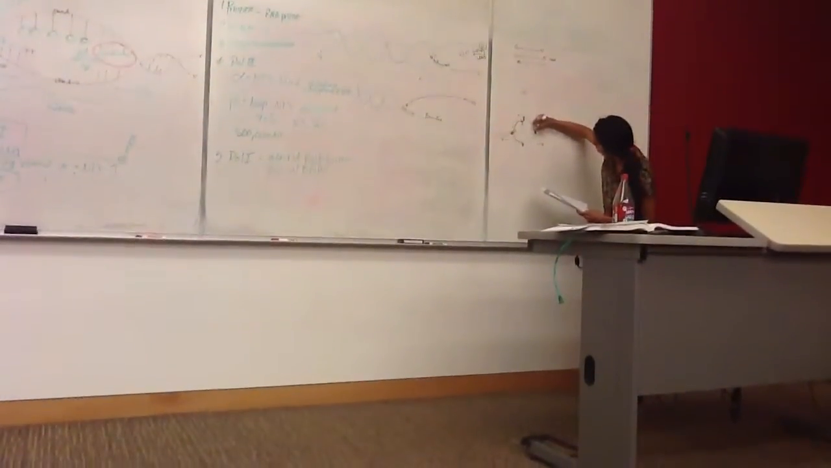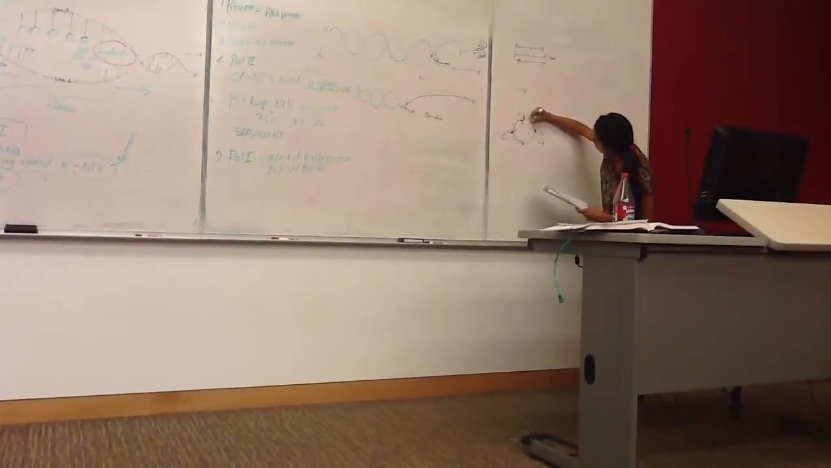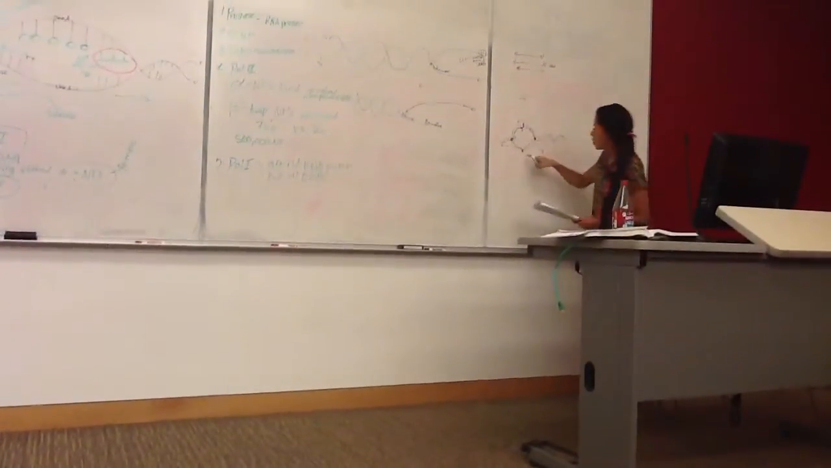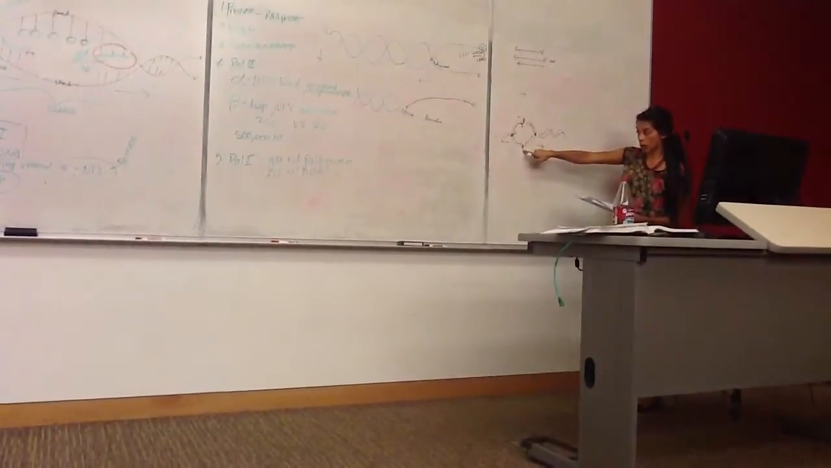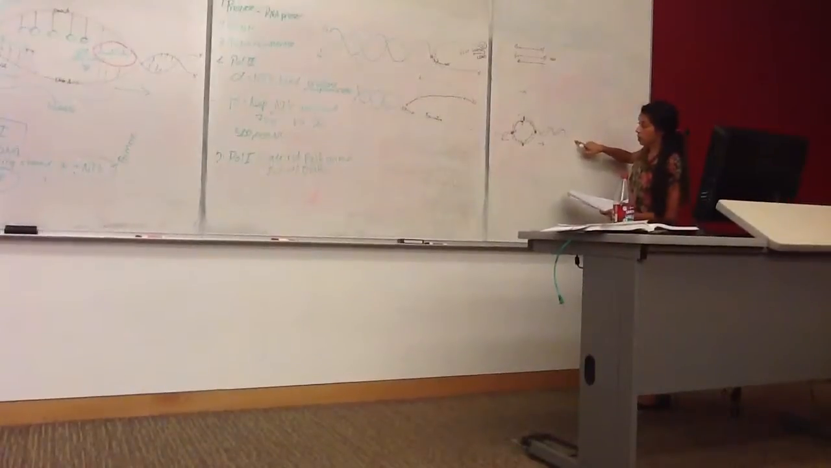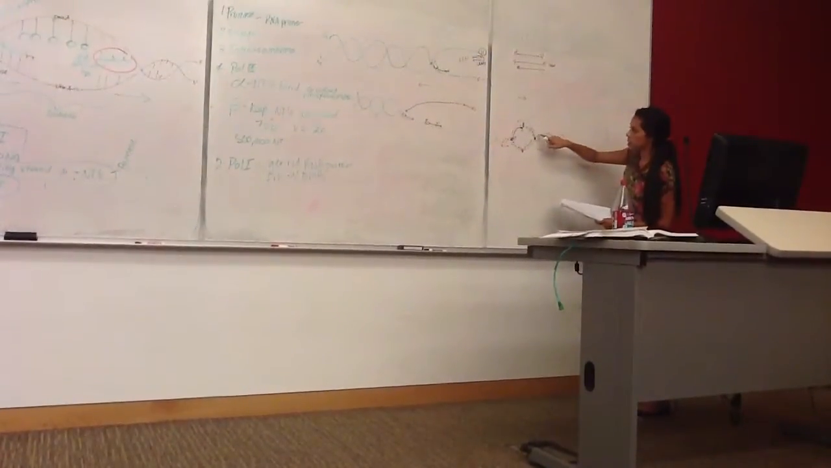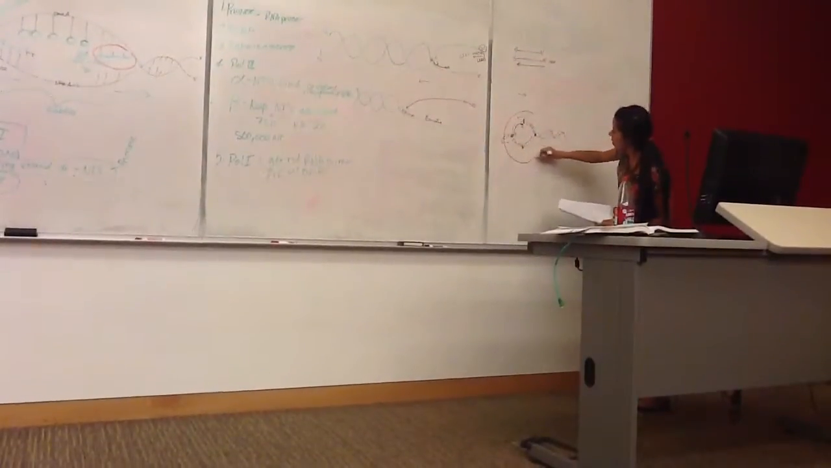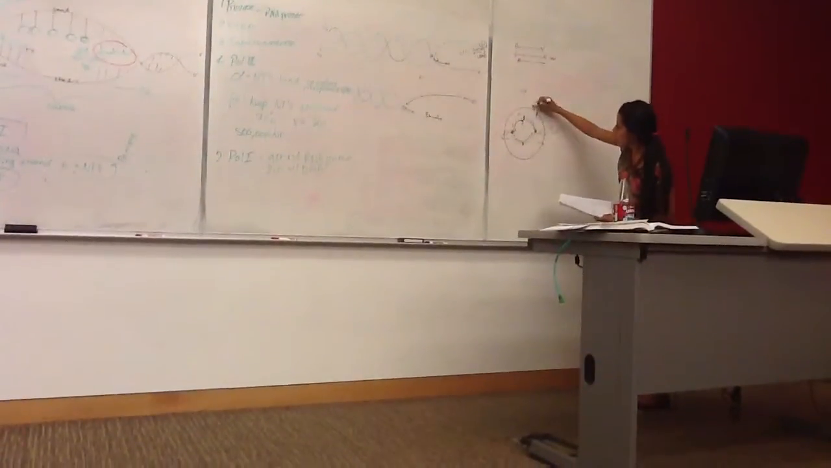And then from this ORI, so from the other strand, you'll have your leading strand going this way in the direction of that replication fork, and then your lagging strand go this way. So if you see something here, everything is going 5' to 3'.